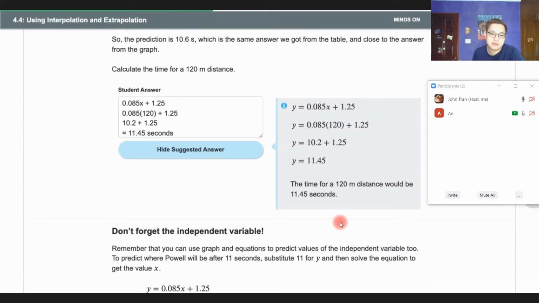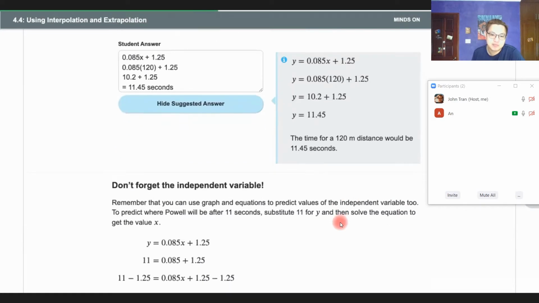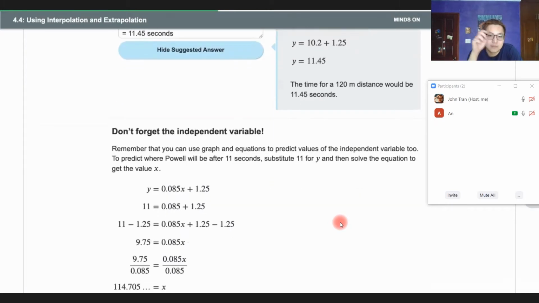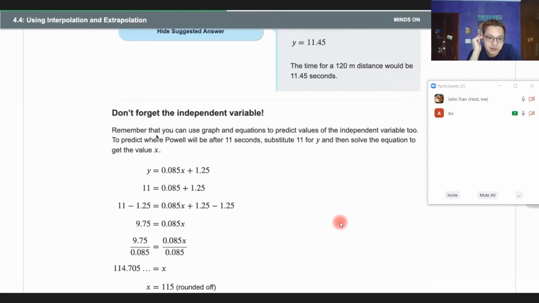And then they say don't forget the independent variable. If you want to find y, you can also use the equation to find x, the independent variable. You can use it to predict the input value as well. So it works both ways. Instead of finding y, now you are given y and you have to find x.